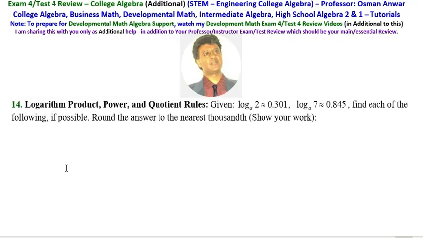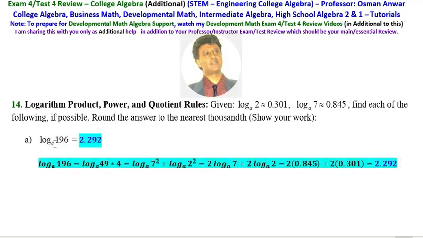Number 14 is again logarithm properties, that is logarithm product, power and quotient rule. Given log base a of 2 is approximately 0.301 and log base a of 7 is approximately 0.845, find each of the following. If possible, round the answer to the nearest thousandth. A, log base a of 196.